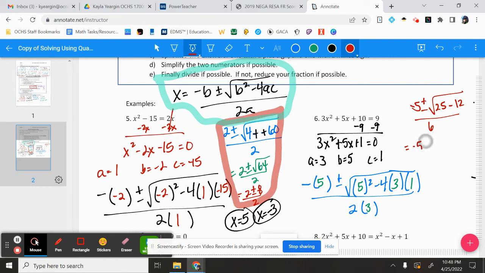So we're going to simplify. Negative 5 plus or minus the square root. 25 minus 12 is 13 divided by 6.